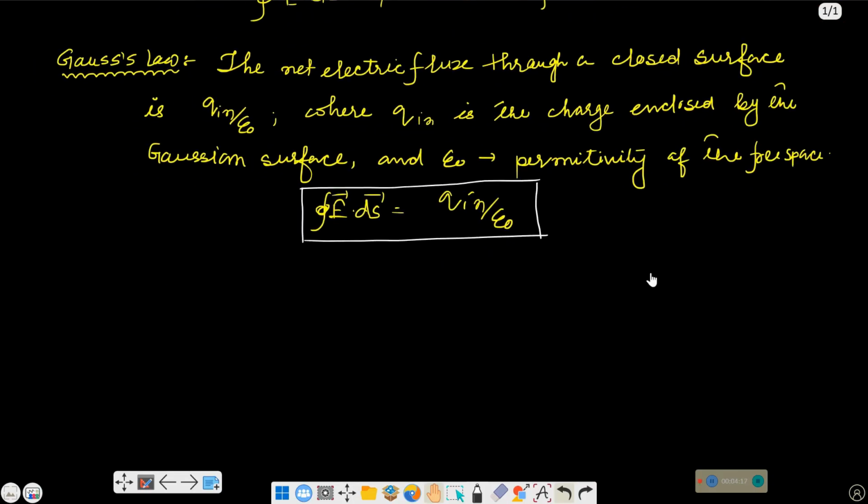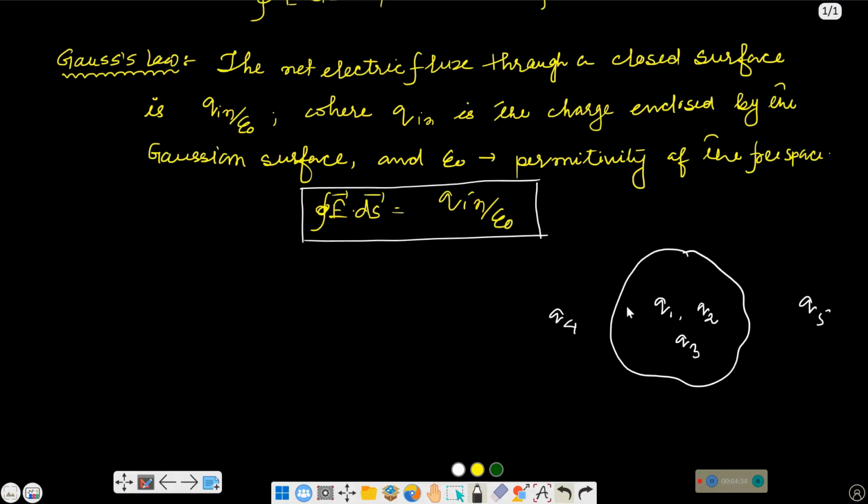What does this mean? Suppose I have a closed surface like this, and here is a charge q1, here is a charge q2 and q3, and there is another charge q5 outside of this and q4 outside of this closed surface. Now this closed surface, through which we are finding the electric flux, is called the Gaussian surface. And another important point is this Gaussian surface cannot pass through a charge.